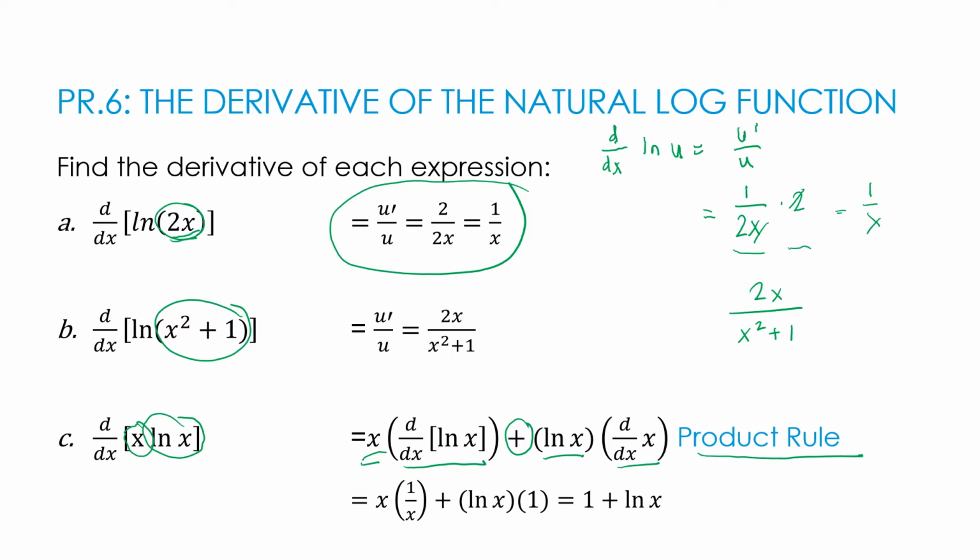Then of course I'm going to do the derivatives. So the derivative of the natural log of x is 1 over x. And so I just rewrote x. Here I rewrote natural log of x and then found the derivative of x, which is 1. So my final solution is 1 plus the natural log of x.